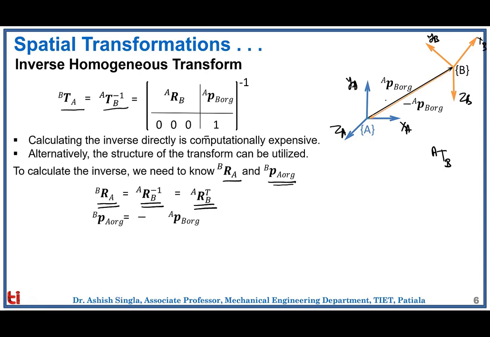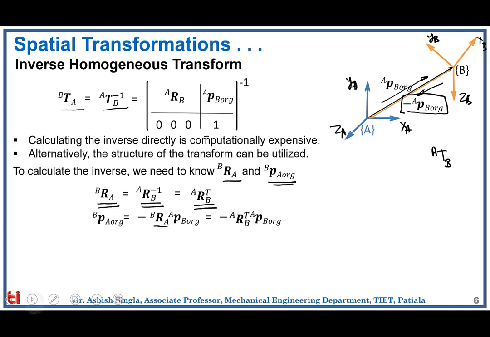The original vector is in this direction. Now we will take the vector in the reverse direction, because this vector will show the origin of A with respect to frame B. So it can be clearly seen that this is the negative of the original vector. But the original vector was defined with respect to frame A, and the new vector must be defined with respect to frame B. So we have to pre-multiply it with this matrix so that the final description is in frame B.